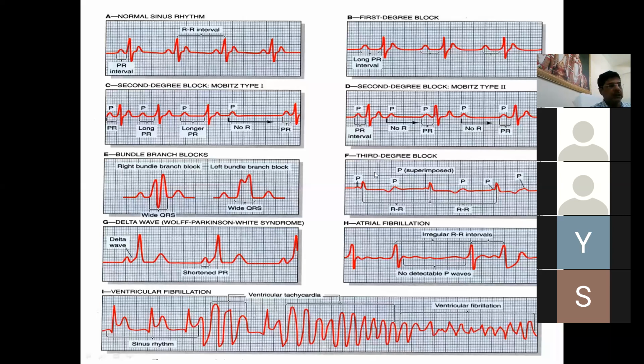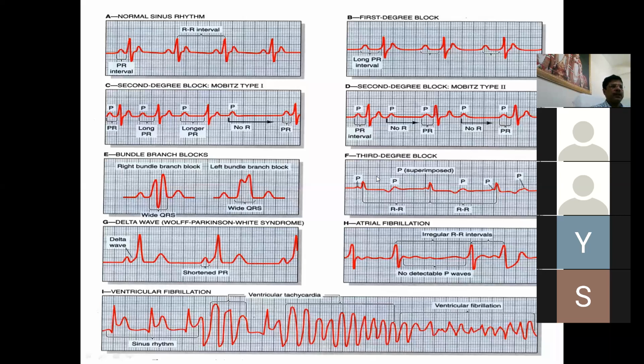So the third degree heart block is also called complete heart block. It means no P waves are being conducted to the ventricles at all. Ventricles are beating at one rate, atria are beating at another rate. Such a type of block is called third degree or complete. Complete, you understand, means no conduction at all between the atria and the ventricles. This happens when the AV node is damaged or the bundle of His is damaged.